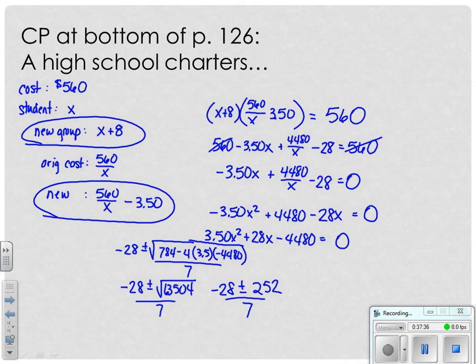So when I figure out these problems, negative 28 plus 252 over 7 is positive. That gives me a positive 32. If I were to take negative 28 minus 252 over 7, I'm going to get a negative number. There's absolutely no way to have a negative number of students going, so I'm just going to disregard that other option. 32 ends up being the number of original students, and that's what we were looking for. So lots of steps, nothing overly difficult, nothing that we haven't done in the past. The trick with these is going to be the setting up of all of these pieces from the very start.